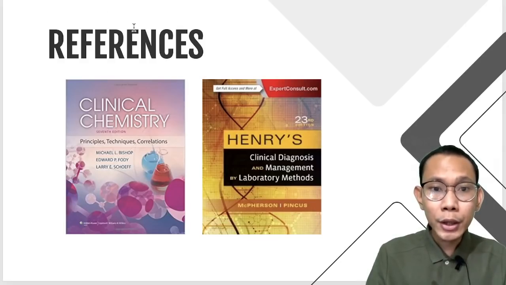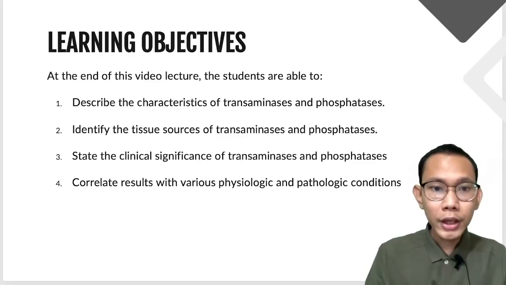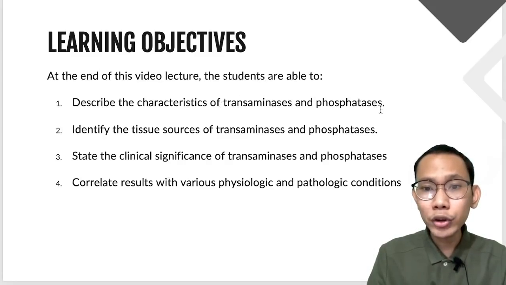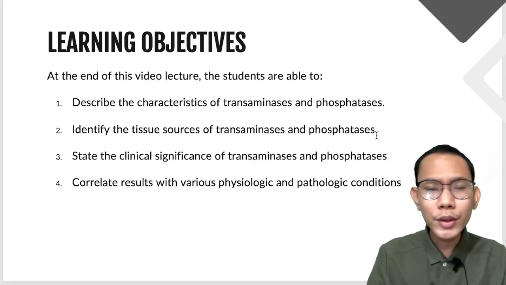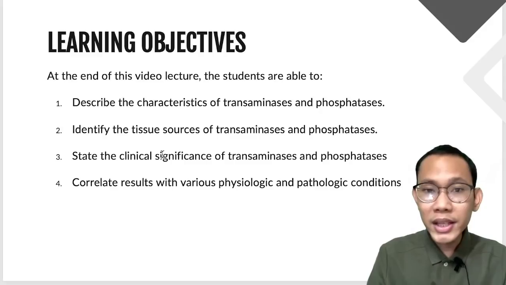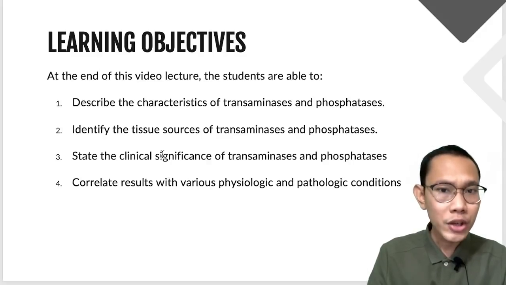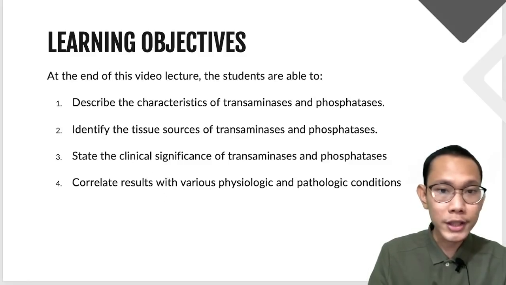So our reference book for this discussion will be, of course, your Bishop. And most importantly, I want you to read your Clinical Henry's. So our learning objective for today: at the end of this video lecture, the students are able to describe the characteristics of your transaminases and your phosphatases, identify the different tissue sources of your transaminases and phosphatases, and of course state the clinical significance of these different enzymes. These enzymes will guide us later on with the possible disorders that our patient might have, and then correlate the results with various physiologic and pathologic conditions.